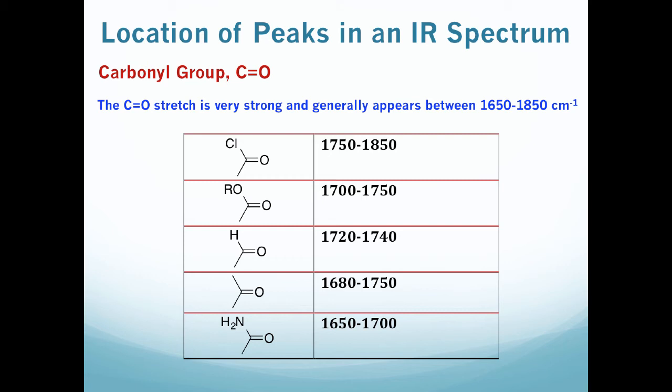So here's just a table that lists some of these, and you can see, as far as our wave numbers go, that the amide is generally at the lowest stretching frequency. Slightly higher than that is the ketone, then the aldehyde, then the ester, and then at the highest stretching frequency is the carbonyl of the acid halides.